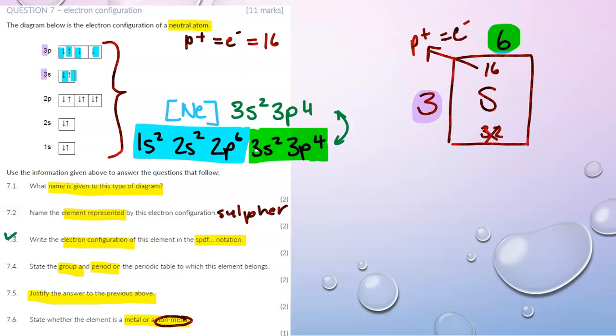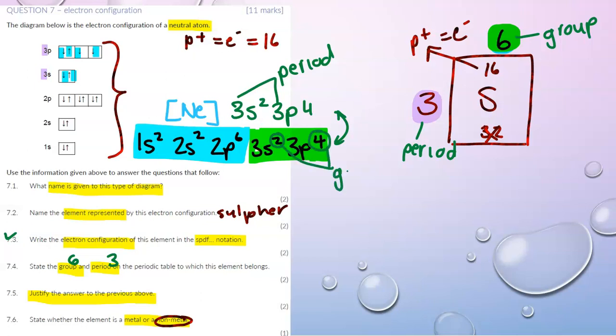Okay, so 7.3 I've done. Now they ask to state the group and period on the periodic table to which this element belongs. Assuming I didn't have my periodic table, I would be able to read this off my electron diagram. So the group is 6, and the period is 3. I see it here as well. The highest number that I have will be my period, because that is the same as my energy shell. And the number of electrons inside that shell will represent my group.